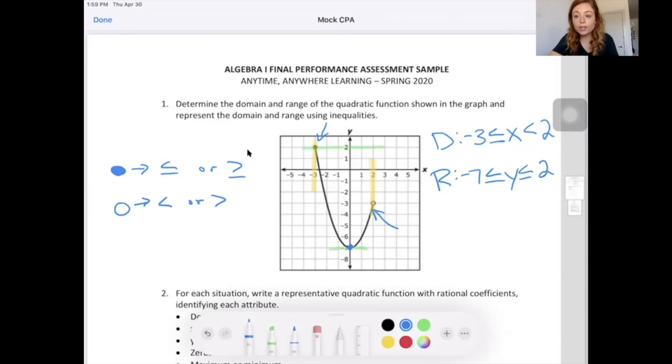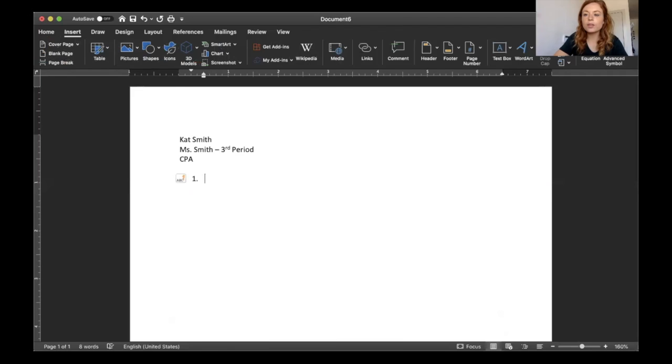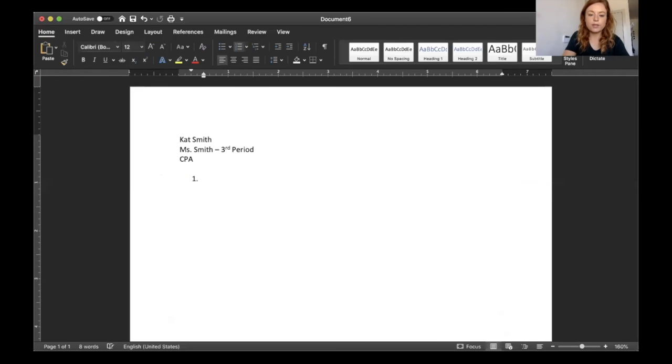So on your document, you could either screenshot, if you were to write it on your phone and attach it, or on our document, we can just do this. We can flip over and we can go insert, okay? And then at the top right, there's a button that says equation. And so you can just write, well, actually, let's go domain first. We have to write domain. You can write out domain if you want.